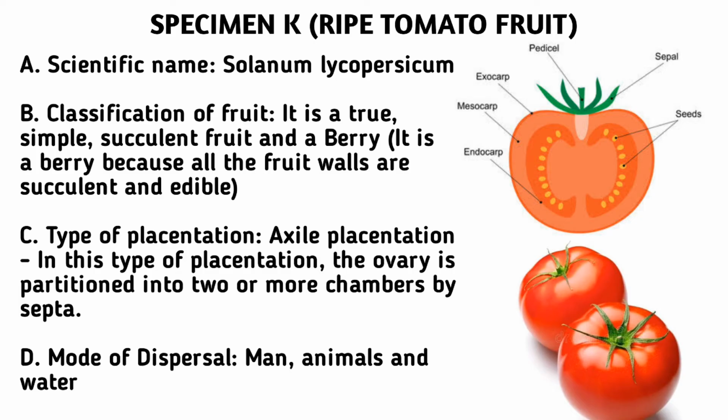Then the mode of dispersion, it is dispersed by man. Man can carry the seed, animals can carry the seed, and also water can carry the seed from the parent plant to a new location. That is dispersion. Dispersion is movement of a seed or fruit from the parent plant to a new location.